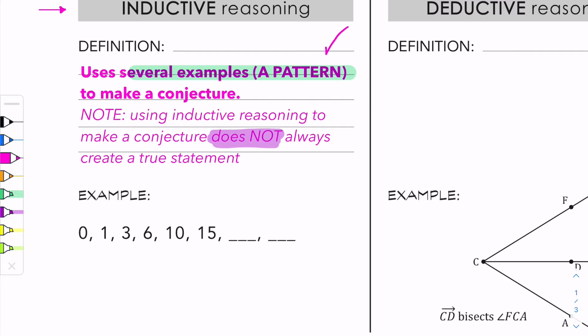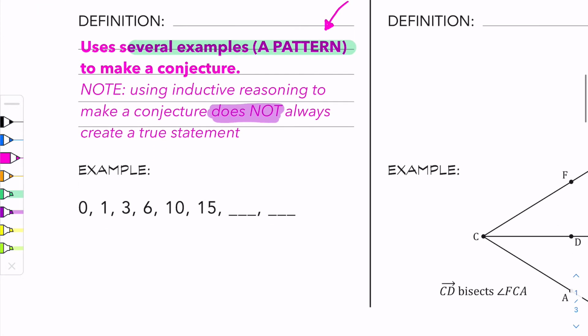Over here I highlighted a pattern because a pattern is one of the biggest indicators that you are dealing with inductive reasoning. If we look at the example I provided, we have a pattern between numbers. We have a list: 0, 1, 3, 6, 10, 15. The first time I'm adding 1: 0 plus 1 is 1. Then I'm adding 2: 1 plus 2 is 3. Then I'm adding 3: 3 plus 3 is 6.